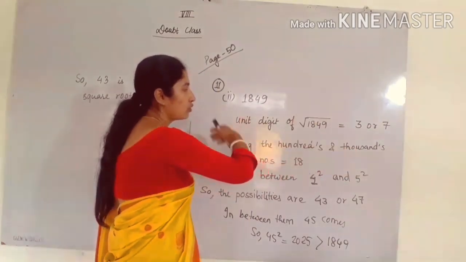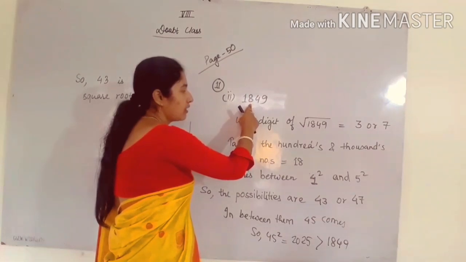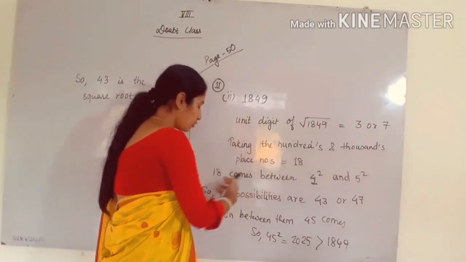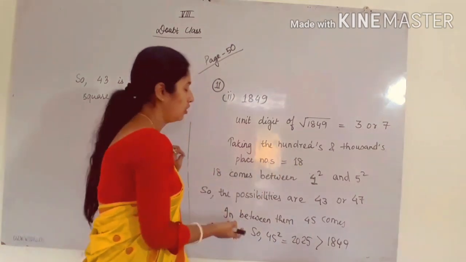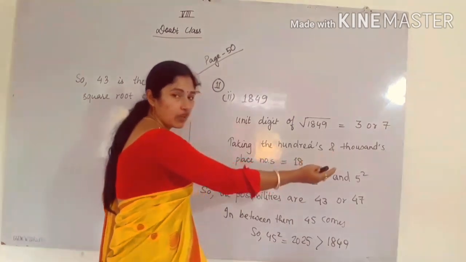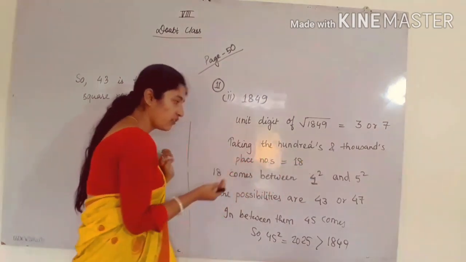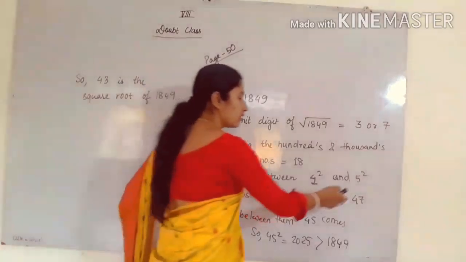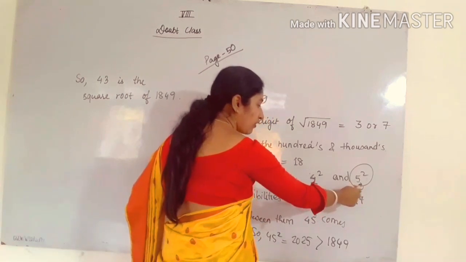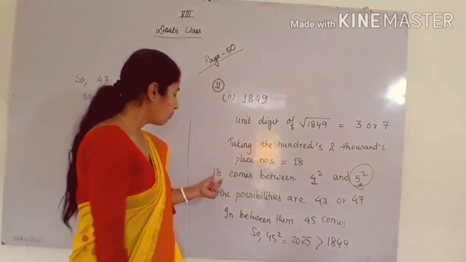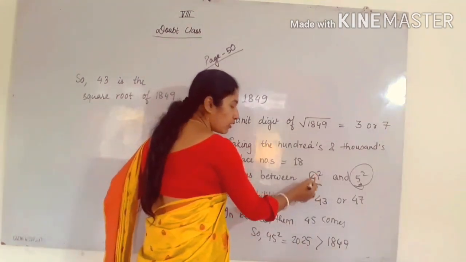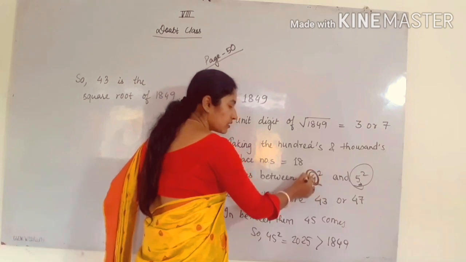So next you have to go to the next digit, that is thousands and hundreds place. So in the 100 and 1000 place the number is 18. Next you have to check 18 comes between which square numbers. So it comes between 4 square, that means 16, and 5 square, that means 25. That means it comes between 16 and 25. But we cannot take 5 square. Why we cannot take? Because see, 5 square is 25, which is more than 18. Okay, so we have to take the base number.